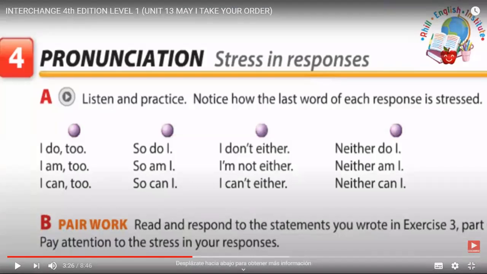So do I. So am I. So can I. ¿Se fijan que el stress va en el do I, am I, y el can I? Yes. That's why the little circle is there. Okay? Very good. Y si ustedes se fijan en el primer grupo, el stress, el response es en el to. Yes. Vamos a ver ahorita en el tercer grupo. El stress va a ser en las primeras dos letras de either. Ya van a ver.